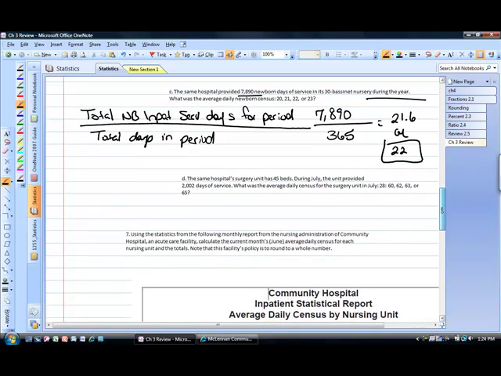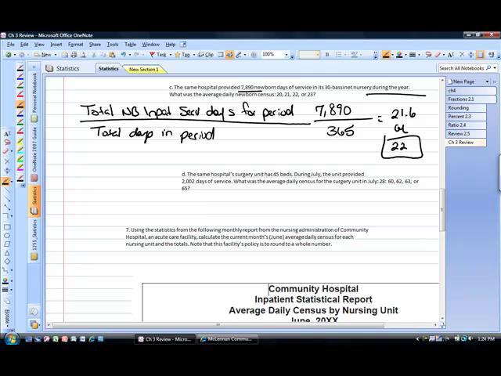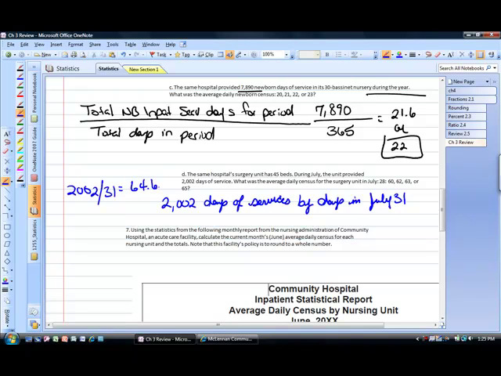The same hospital surgery unit has 45 beds. During July, the unit provided 2,002 days of service. What was the average daily census for a surgery unit in July? In order to calculate this, divide 2,002 days of service by the number of days in July, which is 31. And that equals 64.6 or 65.